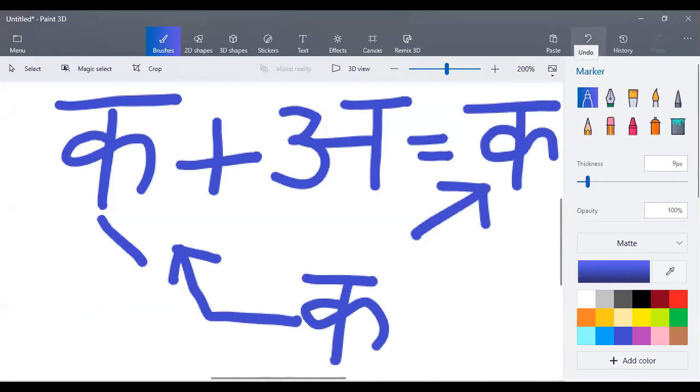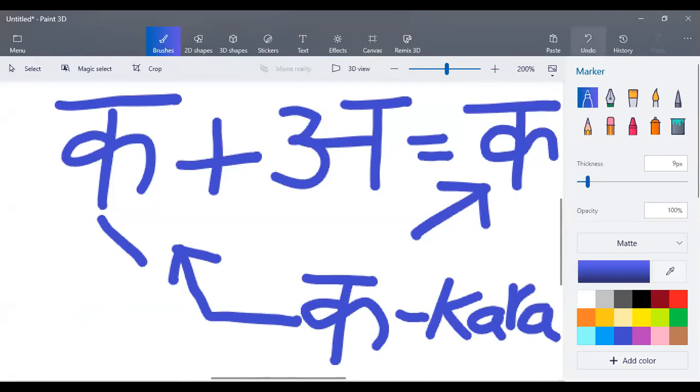Ka. So what I do is I just add a suffix to address the consonant. I write the suffix in English. You can see K, A, R, A. This A is the long one. Kara. K, A, R, A.